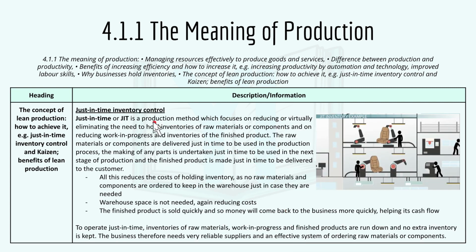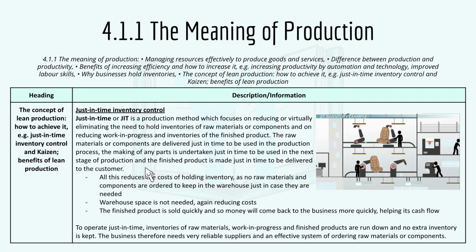Then we have just-in-time inventory control, or JIT. JIT is a production method which focuses on reducing or virtually eliminating the need to hold inventories of raw materials or components, and on reducing work in progress and inventories of the finished product. The raw materials or components are delivered just in time to be used in the production process, and the making of any part is undertaken just in time to be used in the next stage of production, and the finished goods are made just in time to be delivered to the customer.